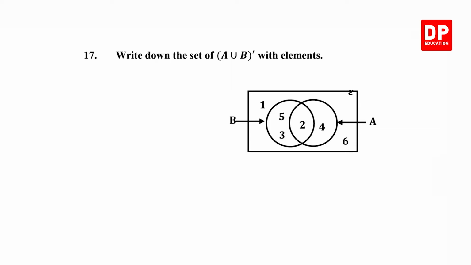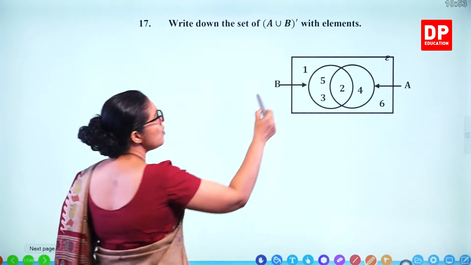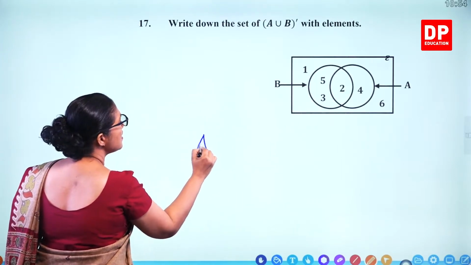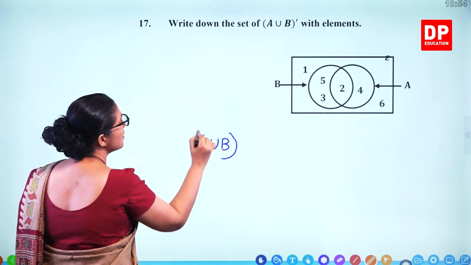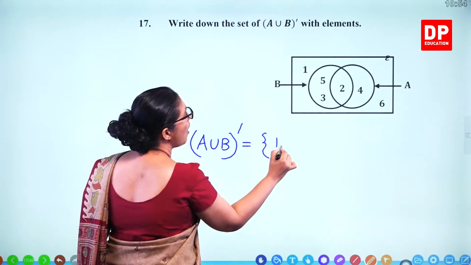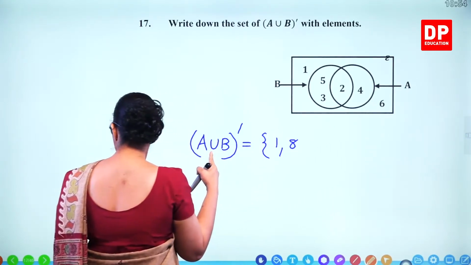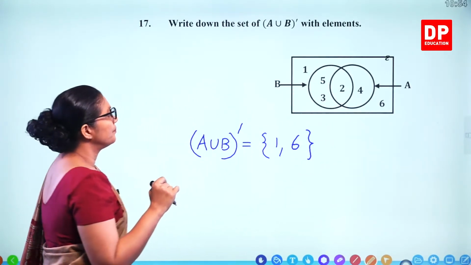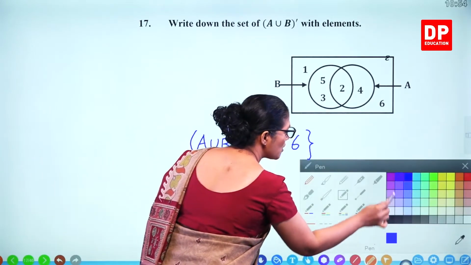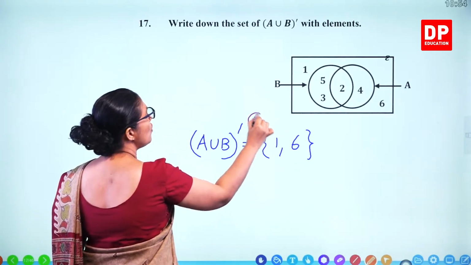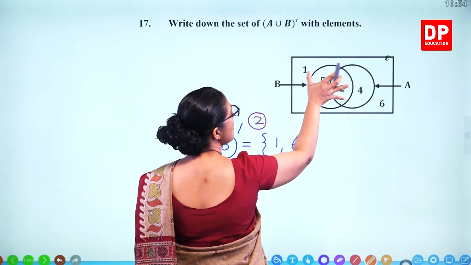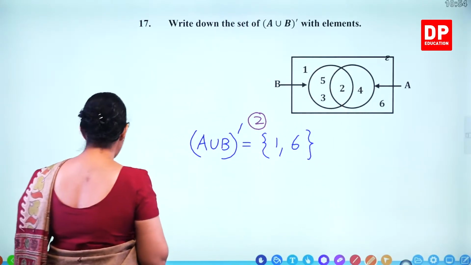Question number 17. Write down the set of A union B dash with elements. So A union B dash means outside that. So 1 and 6. Easily you can find that. 1 and not 8, 6. 1 and 6. So 2 marks for that question as well. So you need to know what dash means. Outside the whole inside part. A union B is everything inside. Outside means 1 and 6.